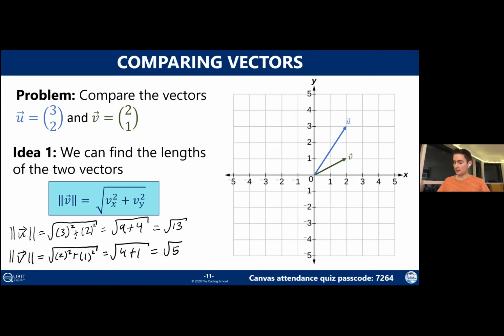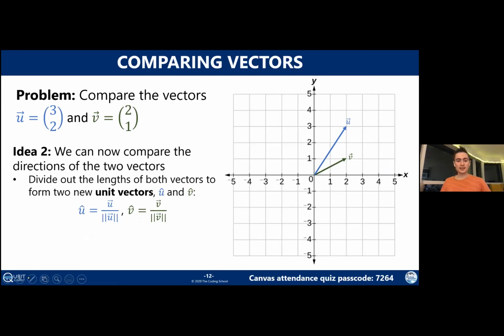We know from polar coordinates that vectors are described with a polar representation. They're described with a length, which is what we just calculated, and an angle. So what if we wanted to compare the angles of two vectors? Well, it turns out that we can define something called unit vectors. And essentially what a unit vector does is it makes the lengths of the vectors all equal to 1. So the lengths of the vectors will be equal after you turn them into unit vectors, and the only difference will be their angle.